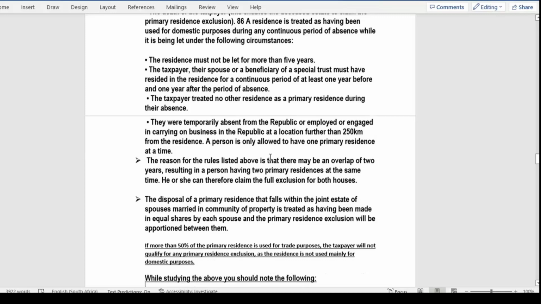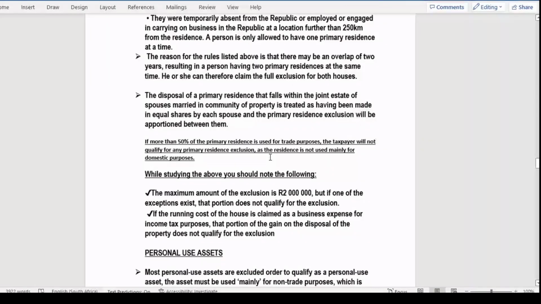The disposal of a primary residence that falls within the joint estate of spouses married in community of property is treated as having been made in equal shares by each spouse. The primary residence exclusion will be apportioned 50% for each. If more than 50% of the primary residence is used for trade purposes, the taxpayer will not qualify for any residence exclusion, as the residence is not used mainly for domestic purposes.